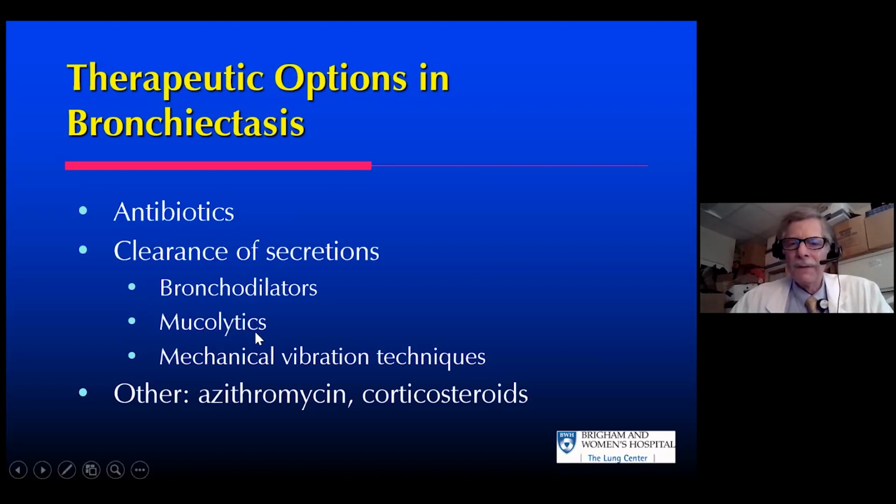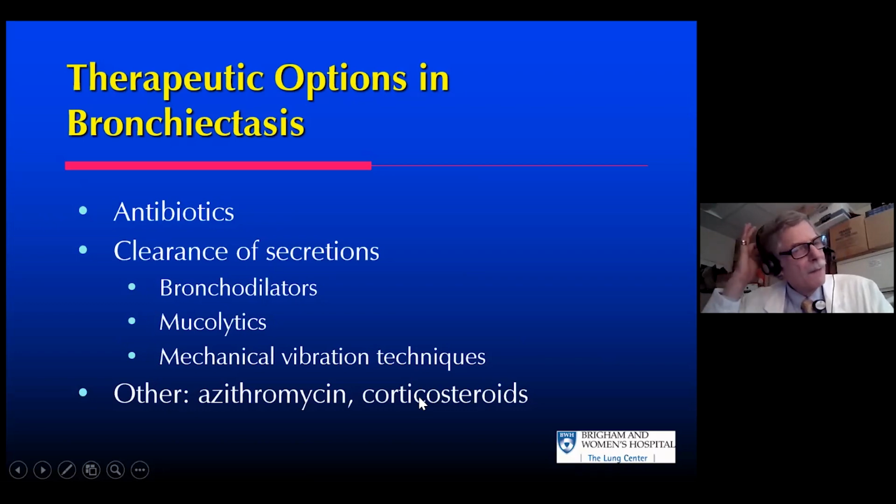And then these various vibration techniques, the flutter valve or the vest or whatever, just to help loosen the secretions and promote their clearance. Loosen in the sense of knock them off the walls of the bronchi so that they are more easily expectorated with a cough. And then for some patients, we'll look at the chronic suppressive anti-inflammatory effects of azithromycin. I think corticosteroids are controversial, help suppress inflammation, help impair defense against bacteria.